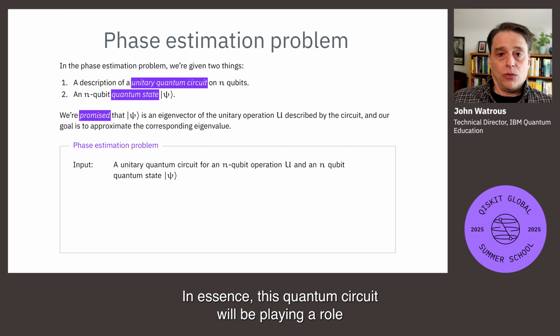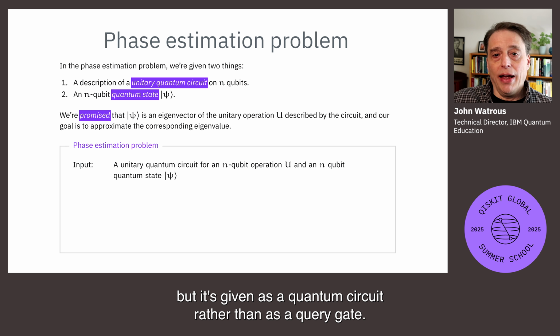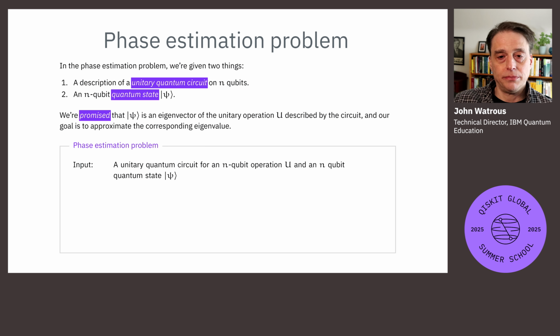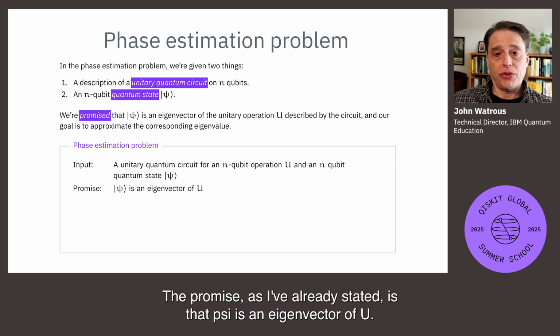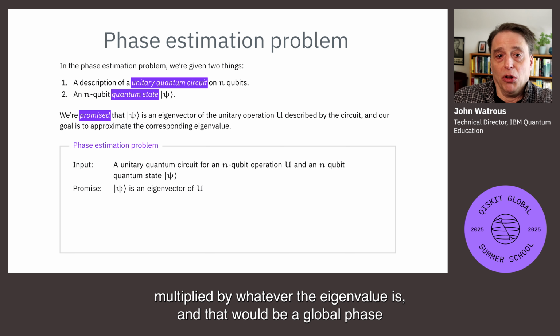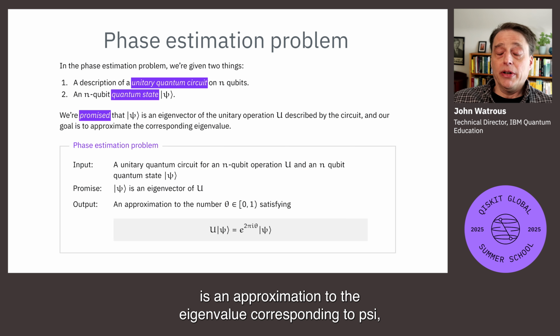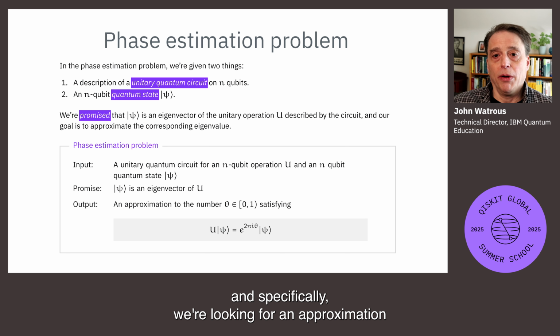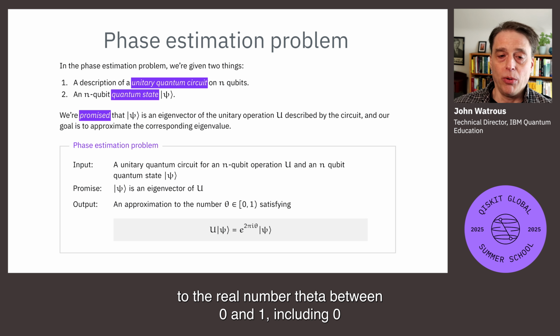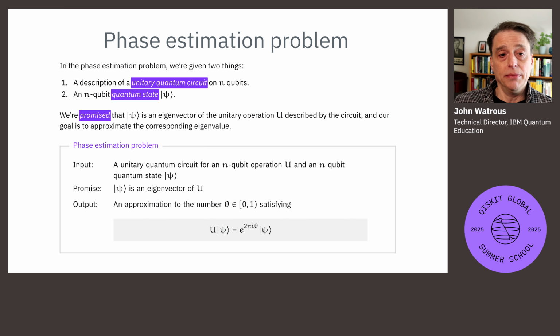In essence, this quantum circuit will be playing a role that's similar to the oracle in Deutsch's algorithm, but it's given as a quantum circuit rather than as a query gate. The promise, as I've already stated, is that psi is an eigenvector of U, so if we ran our circuit on psi, we'd get psi coming out multiplied by whatever the eigenvalue is, and that would be a global phase in this situation. And finally, the output of the problem is an approximation to the eigenvalue corresponding to psi. And specifically, we're looking for an approximation to the real number theta between 0 and 1, including 0, but not including 1, that satisfies the equation that's shown on the slide.